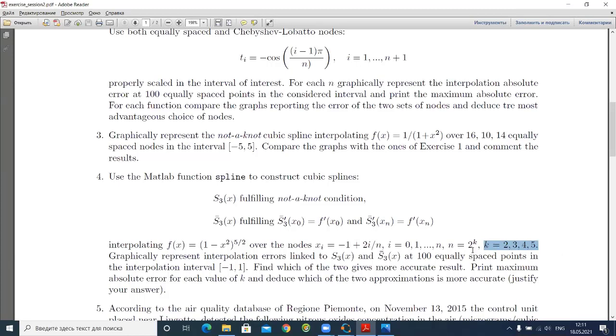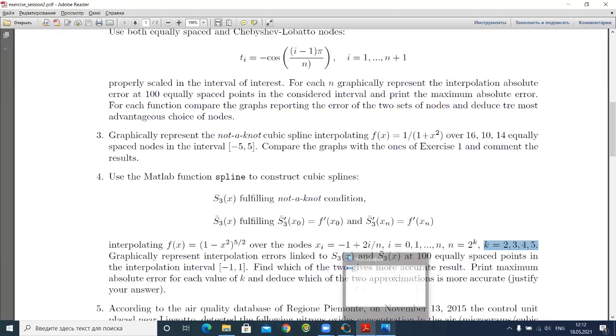So now you can see if 2 to the power of 5, it will be 32. And for this 32, if you go from 0 till 32, we can get the interpolation and then graphically represent the interpolation errors. Look at this not-a-knot condition and the first derivative constraint spline, and 100 equally spaced points in the interpolation interval minus 1 and 1. Find which of the two gives a more accurate result and print the maximum absolute error for each value of k.